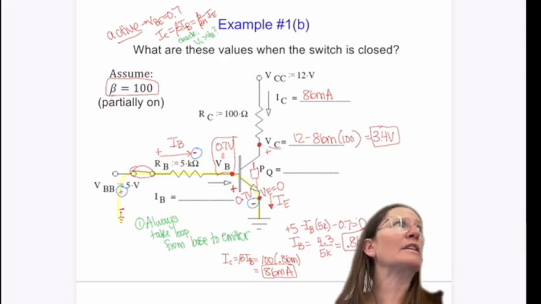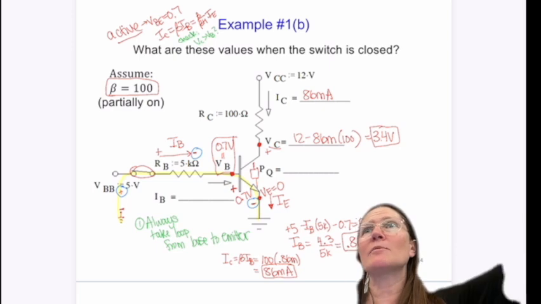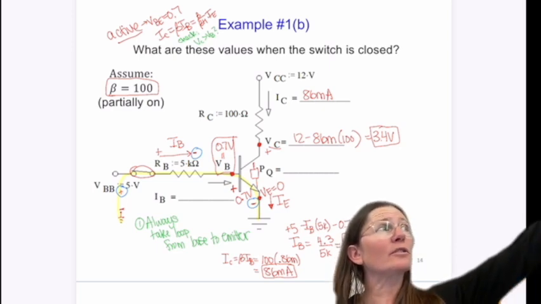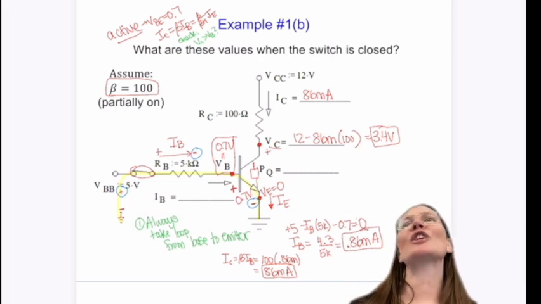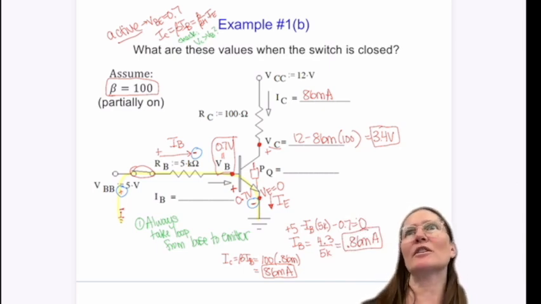I could also write this using just Ohm's law for IB. IB is the right or the left side, which is 5 minus 0.7 over 5K. That's the 0.7 because there's a diode built in. Correct. Yep, because that's the characteristic of the BJT.